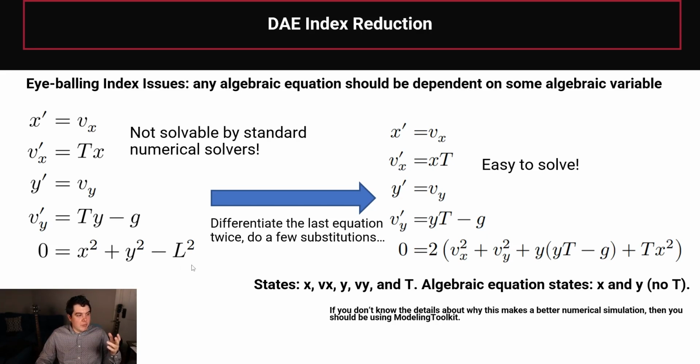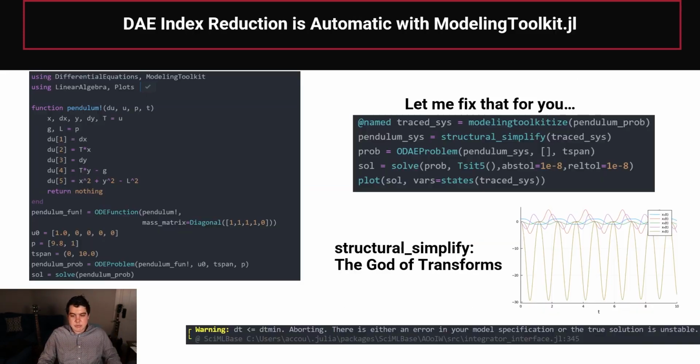In fact, if you differentiate this equation and then you substitute the other equations in, you can rewrite this into exactly the same system, just rewritten in a different way, where now tension shows up in the algebraic equation, and therefore it is now an index 1 DAE, and this will be more stable to solve. If you don't know any of the details about this, you might want to use a modeling toolkit when doing differential algebraic equations. But this is a nice eyeball test for whether, if you write down a DAE, it's going to be a stable solve.